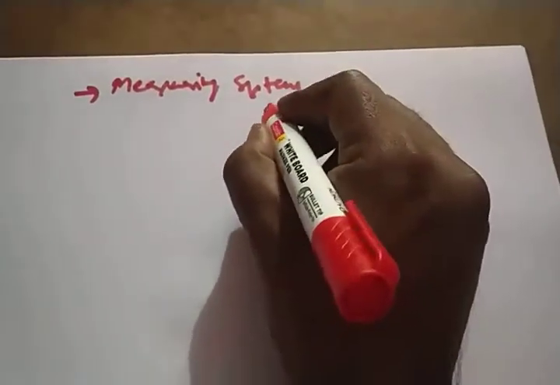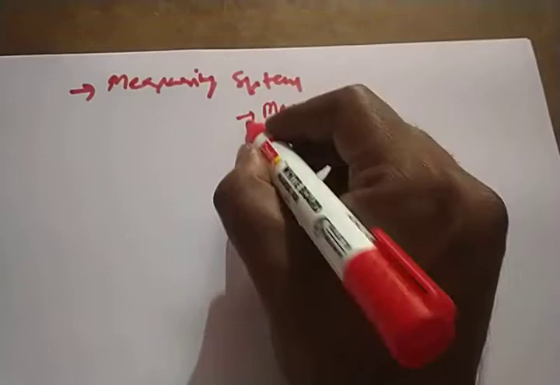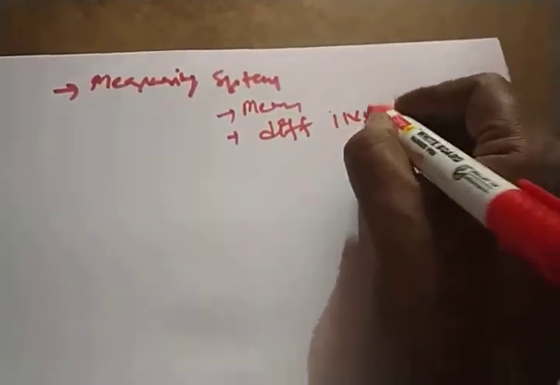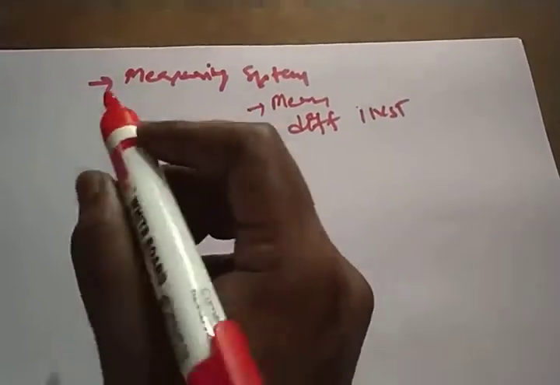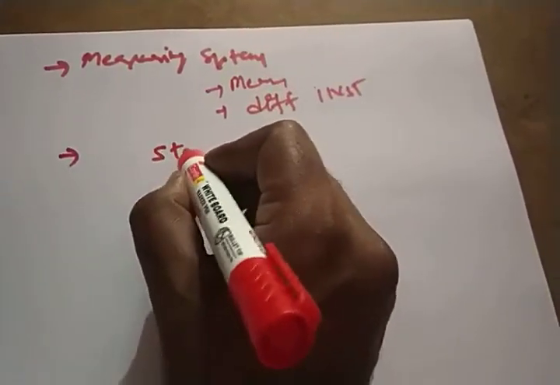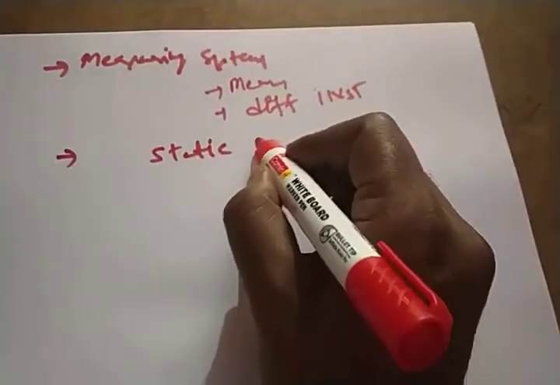Till now, we completed the measuring system. In that, we covered the definition of measurement and the different types of instruments. We completed that successfully. After that, we start static characteristics of instruments.